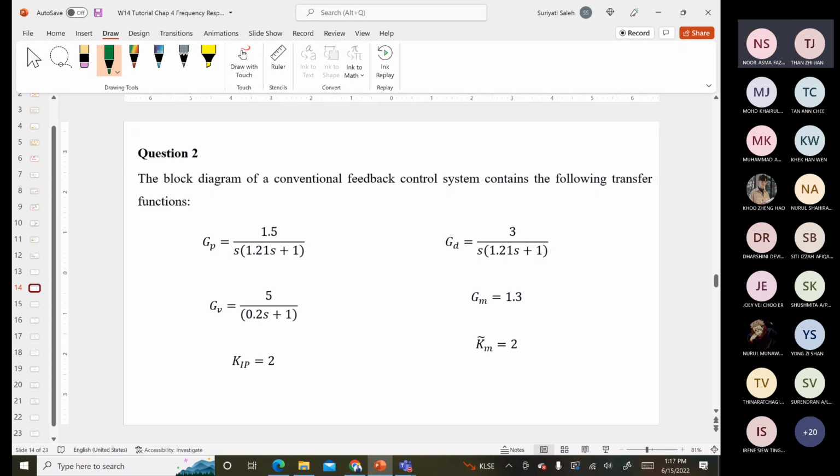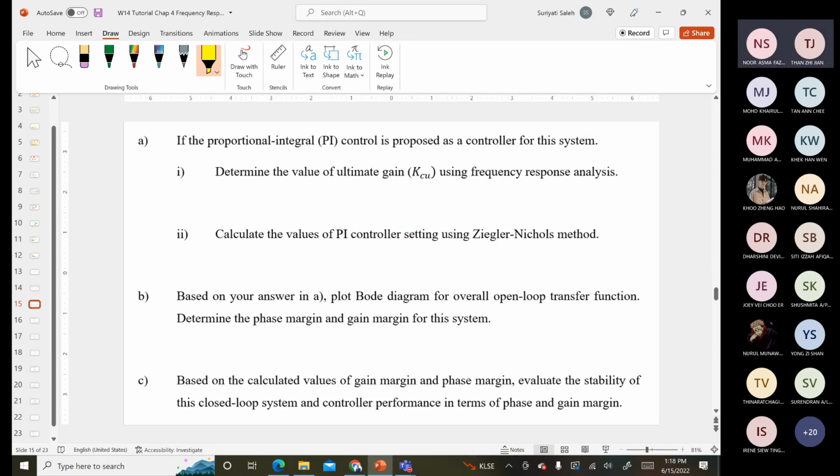What you need to do is apply the transfer functions into the frequency response aspect. So here you have the GP, you have the GV, KIP, Km bar, GM, and GD. There are 6 transfer functions given to you for this part. So do we need to use all? All right, we take a look at the question.